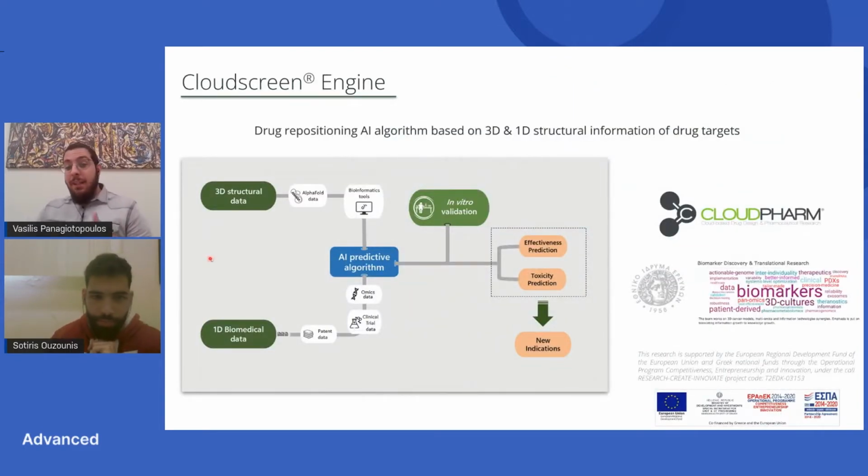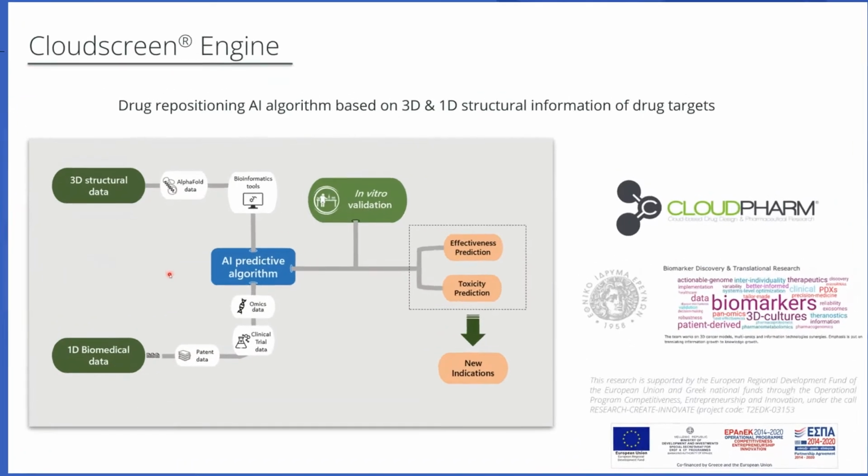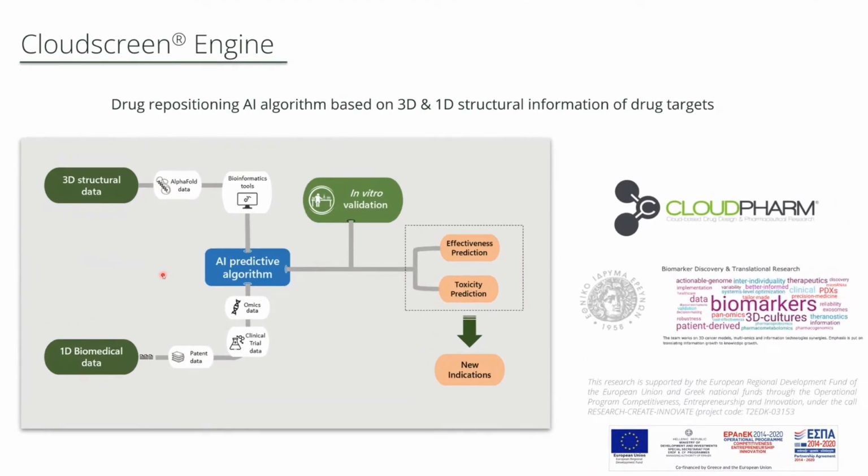CloudScreen is a graph-based platform developed with Neo4j by Cloudfarm Private Company and the Biomarker Discovery and Translational Research Laboratory of National Hellenic Research Foundation. CloudScreen integrates two types of data, 1D biomedical data and 3D structural data, and feeds them to an AI predictive algorithm in order to produce effectiveness and toxicity predictions, which will be experimentally evaluated, leading to new indications.